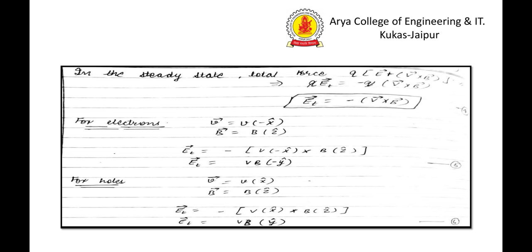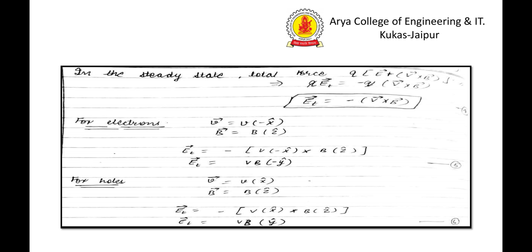In the steady state, the total force, we can say the Lorentz force, q E vector plus q (v cross B) is equal to 0. This implies q E_T vector is equal to minus q (v cross B). On LHS and RHS side we have q cancel out, then we get E_T vector is equal to minus of v cross B vector. Here E_T represents the developed transverse electric field. T means transverse.